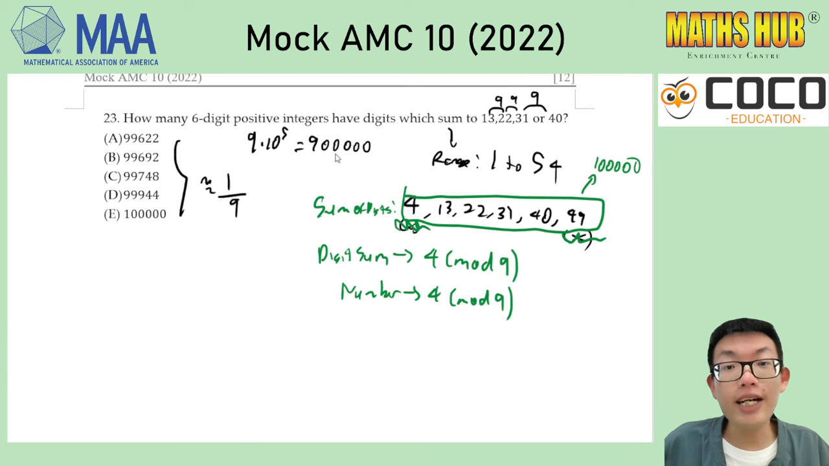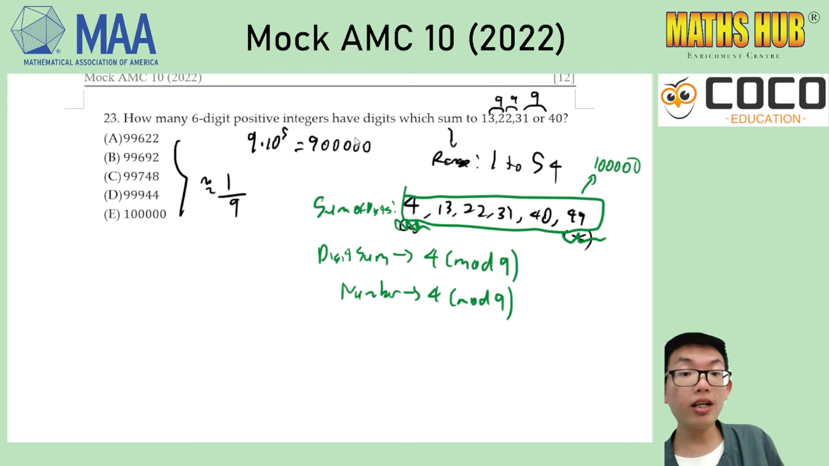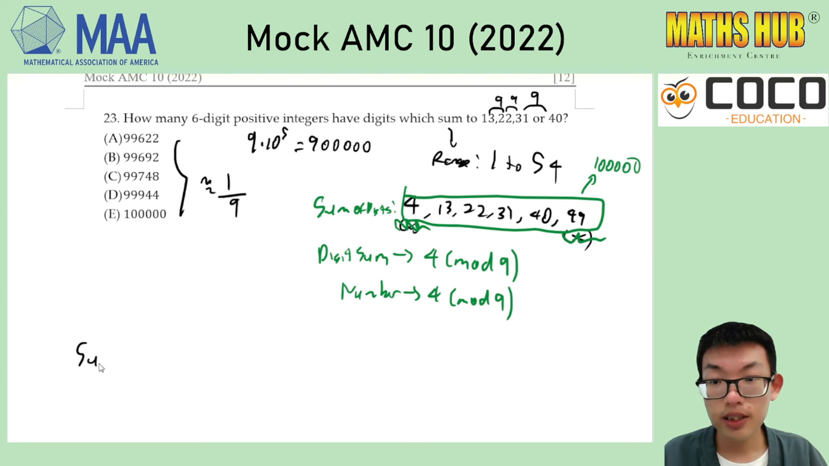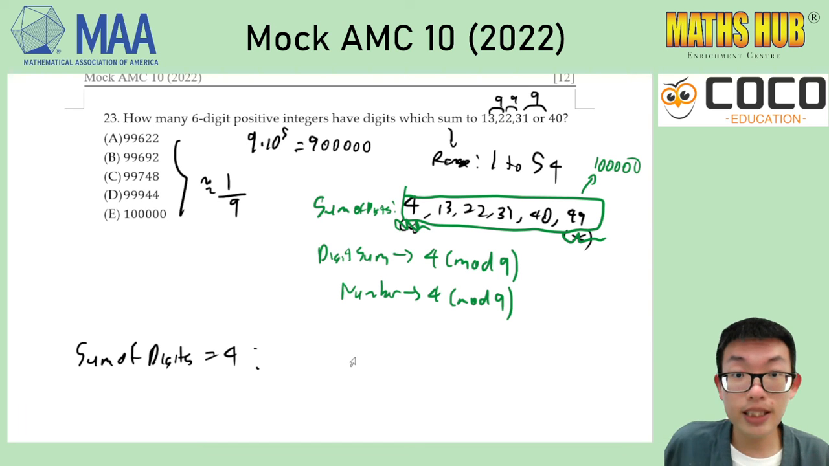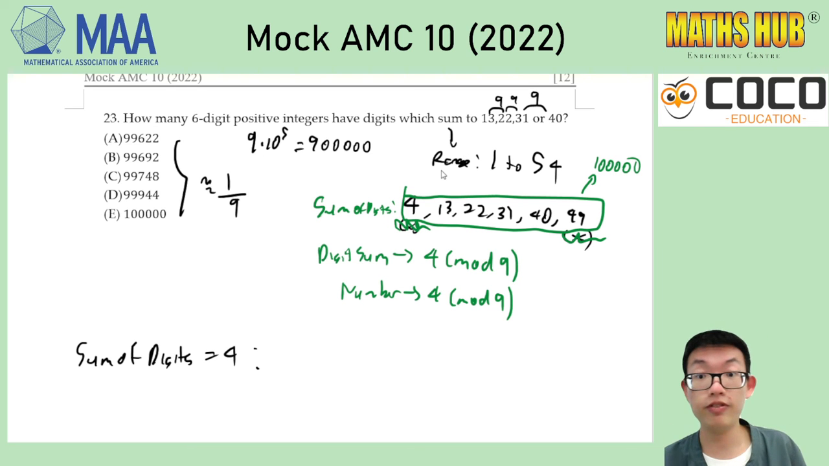Because every 9 numbers, there's 1 that is 4 mod 9. So 1 out of every 9 is 100,000. I just need to subtract off those that sum to 4 and those that sum to 49. So let's try to do that. The sum of digits being 4 feels like it can be listed out, right? The only problem with listing out is that the first digit is not going to be 0. So there's a little bit of asymmetry which we need to deal with.